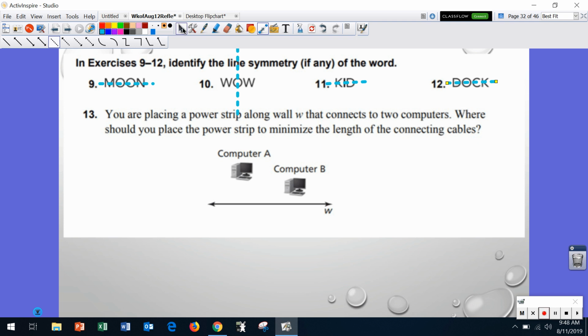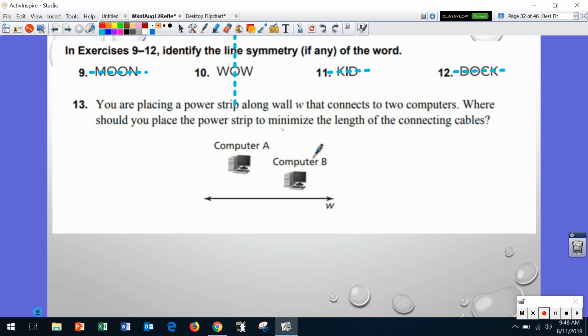So let's go ahead and go to 13, and then we'll call it quits. It says if you are placing a power strip along a wall W that connects two computers, where should you place the power strip to minimize the length of the connecting cables? Okay, so where do you want to put the power strip?